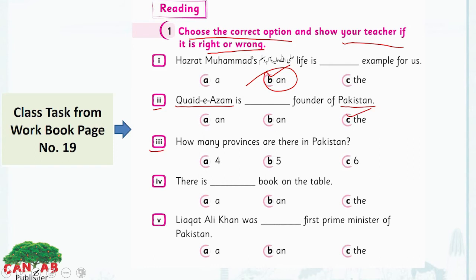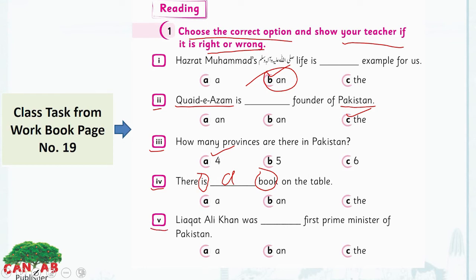The third one, how many provinces are there in Pakistan? 4, 5 or 6? Yes, we have 4 provinces: Khyber Pakhtunkhwa, Punjab, Balochistan and Sindh. The fourth one, there is book on the table. Here, a indicates that the book is only one, singular, and it's not specific, it's not unique, and it's also not starting with the vowel sound, so it will be: there is a book on the table.